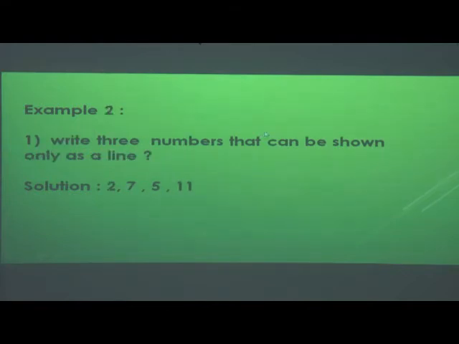Write three numbers that can be shown as a line. Now what is meant by line? A simple single line, where we can give the dots and we can represent the numbers. So what are those numbers? It may be 2, 7, 5 or 11.